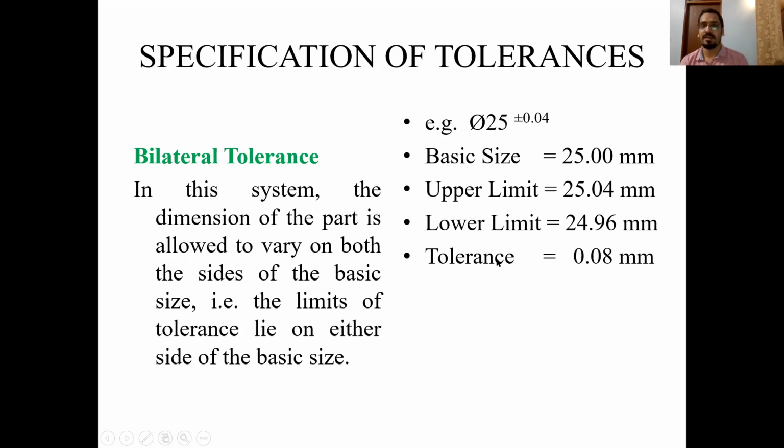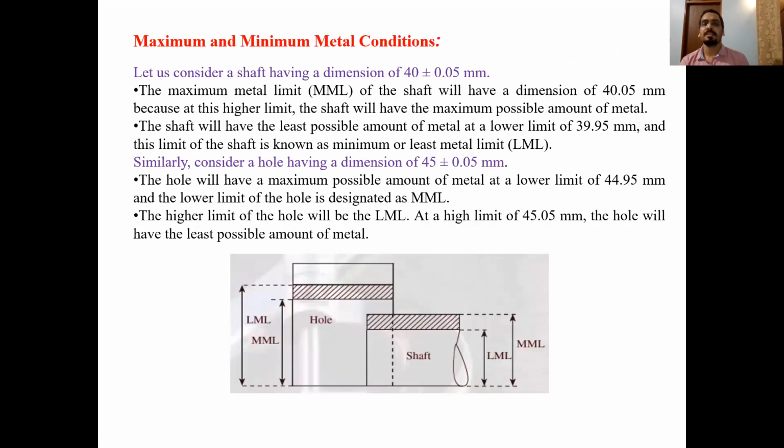I think the difference is clear between unilateral tolerance and bilateral tolerance. Our next topic is maximum and minimum material condition. Maximum and minimum material condition. So for explaining this, I have considered an example.